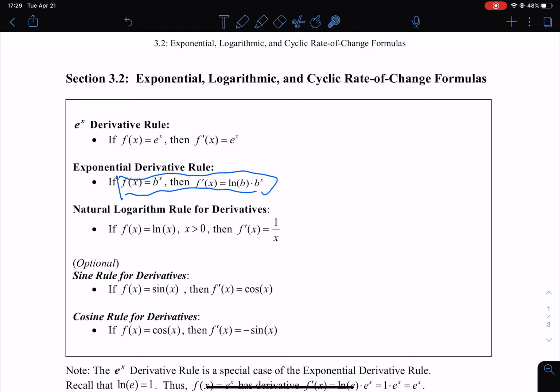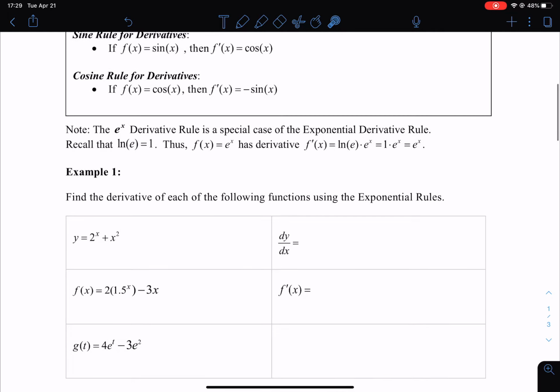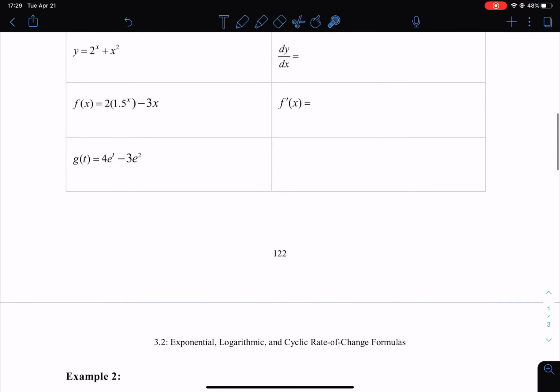And then for the function f of x is natural log of x, where x cannot be negative, then the derivative is just 1 over x. So let's see 2 examples.